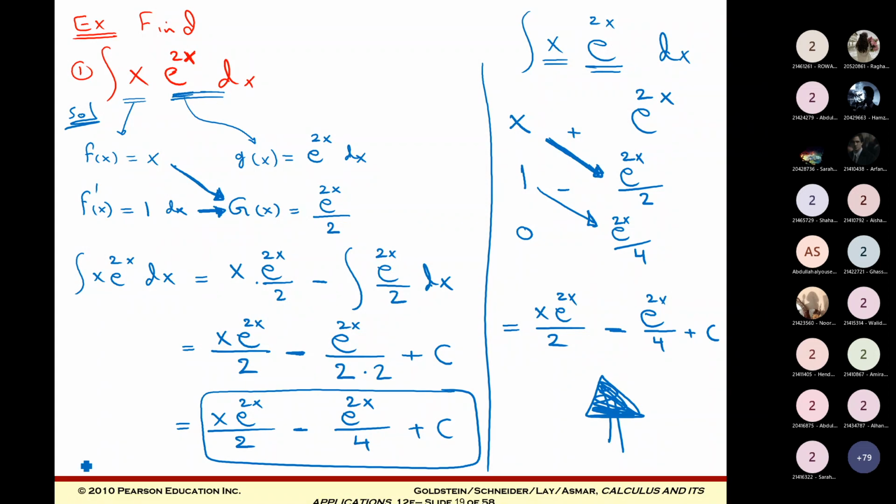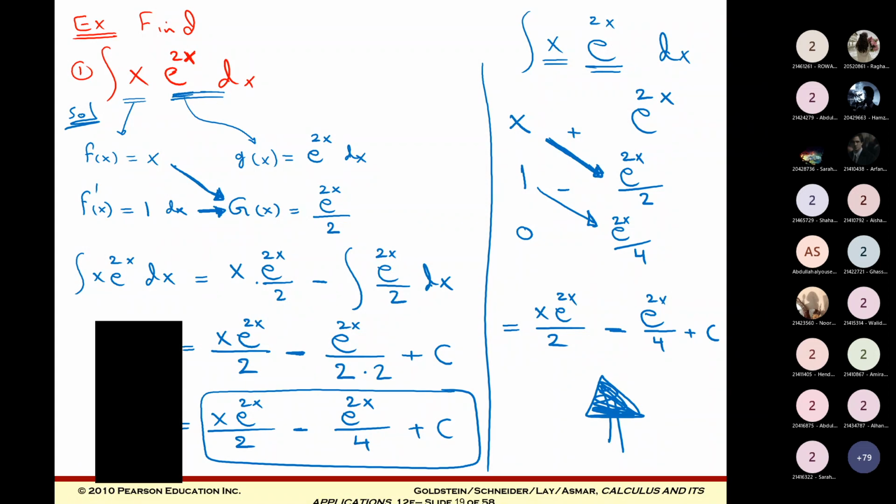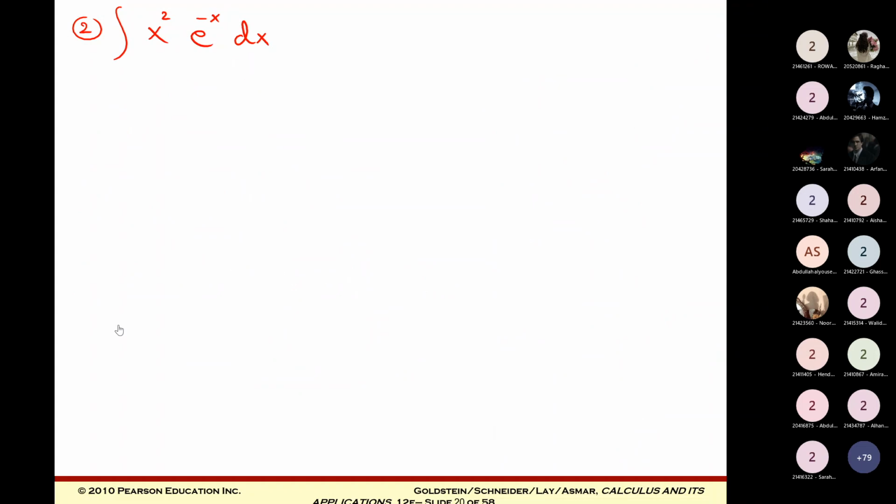Now look at another example. If we have x squared multiplied by e to the power negative x, we need to apply integration by parts twice. So the solution: f of x equals x squared and g of x equals e to the power minus x.